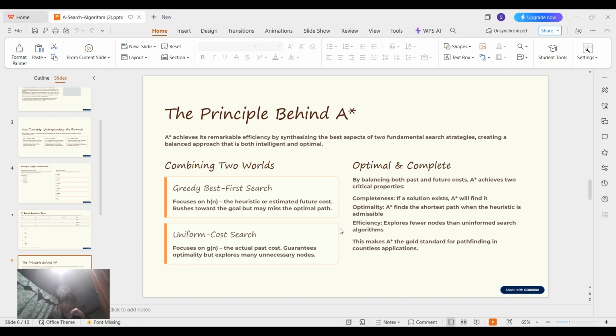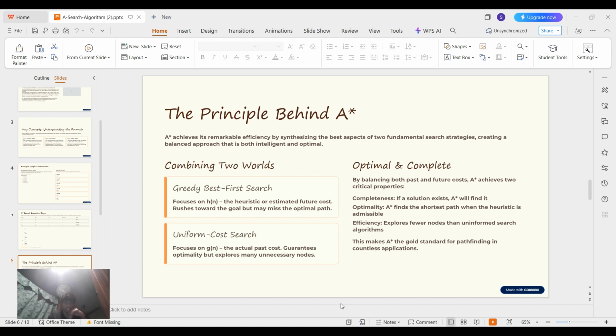The next slide is the principle behind A-star. A-star works so well because it combines the strengths of two algorithms. The first is greedy best-first search, which quickly moves toward the goal but might miss the best route. The second is uniform cost search, which finds the best path but may explore too much. By balancing both past and future costs, A-star ensures two guarantees. First, completeness: it will always find a solution if one exists. Next is optimality: it always finds the best possible path.